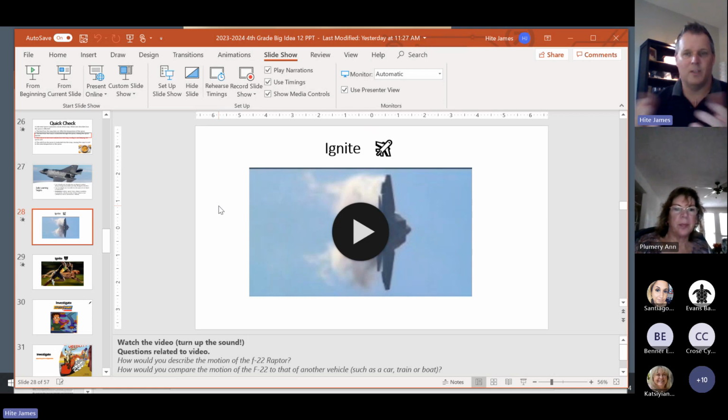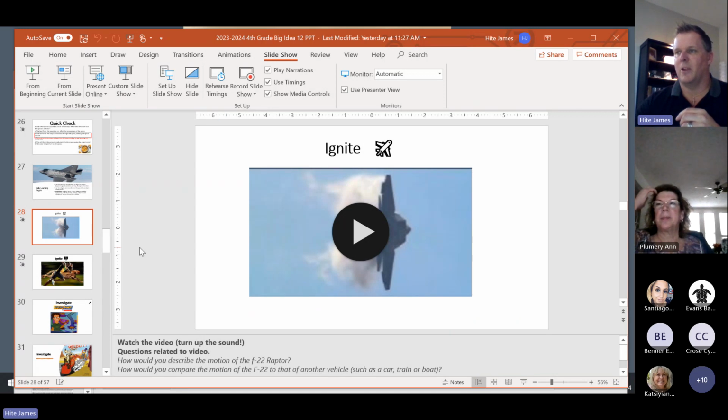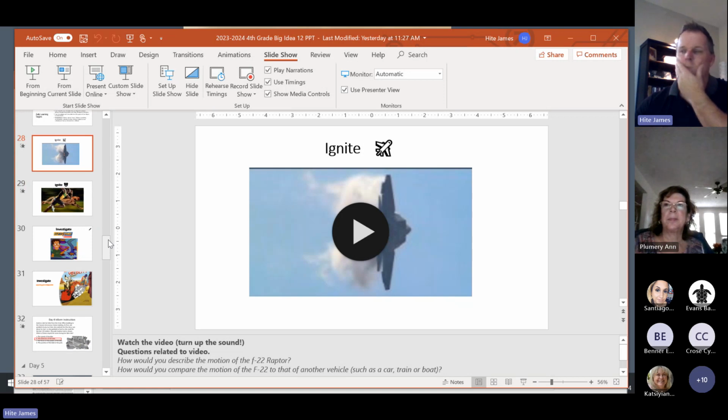How is the Raptor moving? How would you describe its motion? Do you know how, or could you find out how fast it's going? Velocity, is it accelerating? Is it decelerating? And then even compare it to another vehicle. How would you compare the motion of an F-22 to that of a car or a train or a boat? So have them do some comparisons of motion. It's just a really cool video, and it sounds really good. Turn your speakers up real loud. Not too loud, don't disturb the class next to you.